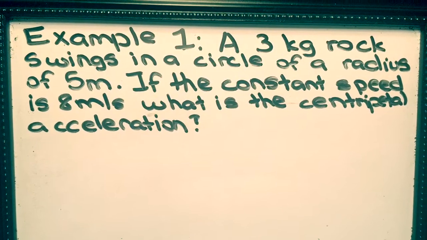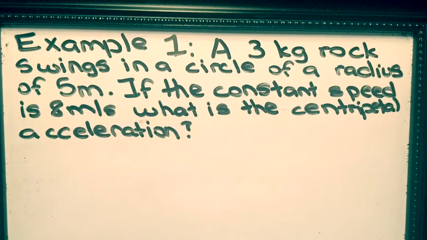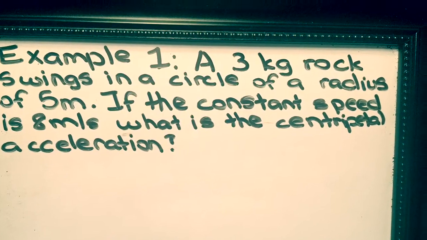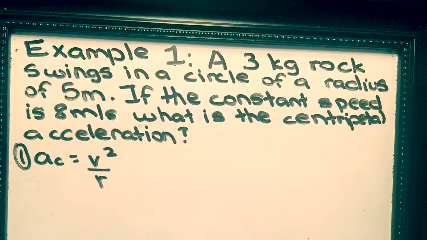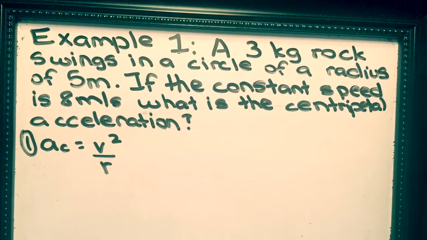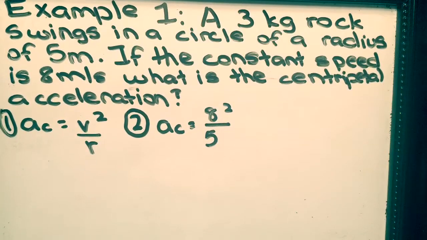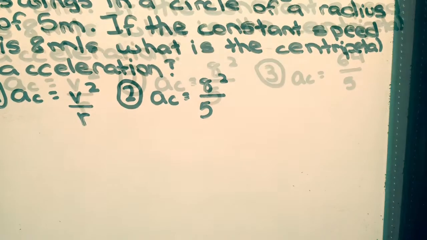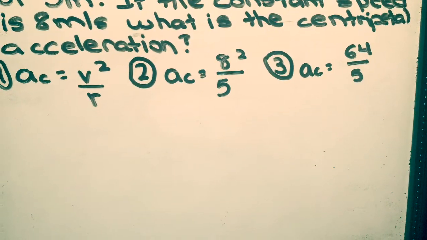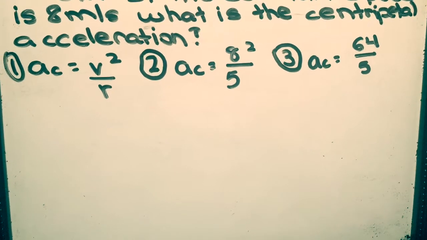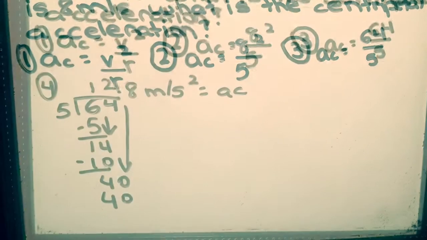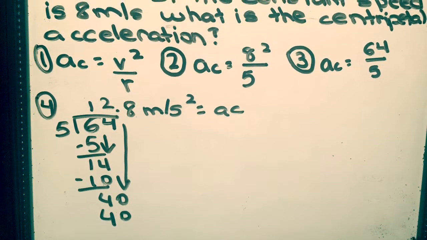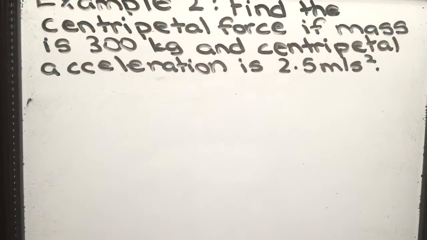Let's do one example. A 3 kg rock swings in a circle in a radius of 5 meters. If the constant speed is 8 meters per second, what is the centripetal acceleration? The first step for these types of problems is to write down the formula. The second step is to plug in the numbers, which for this case the velocity is 8 and the radius is 5. The third step is to solve. 8 squared is 64, and 64 divided by 5 will equal 12.8 meters per second squared as the centripetal acceleration, if you solve properly. Let's do another example.